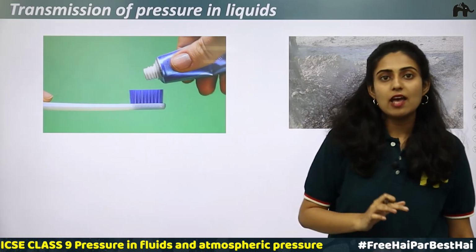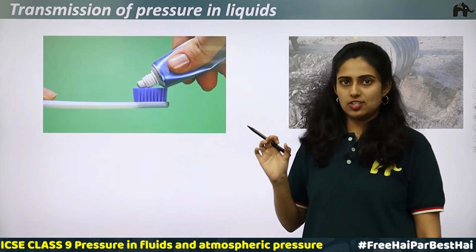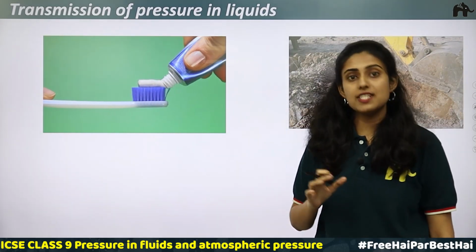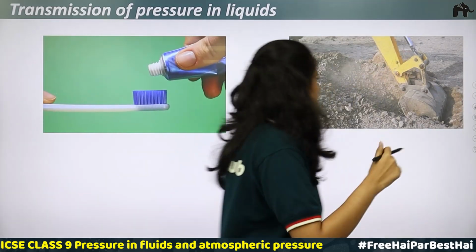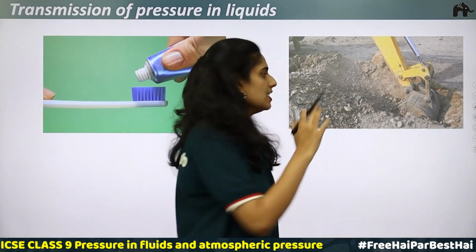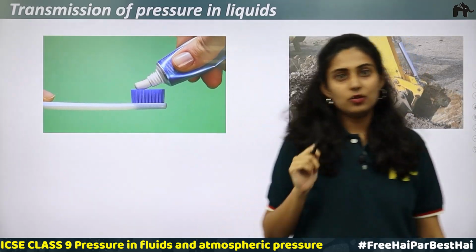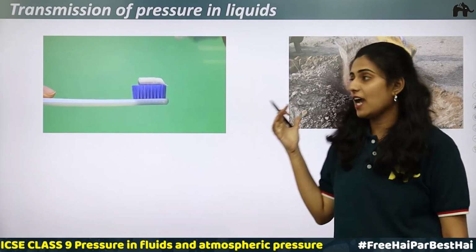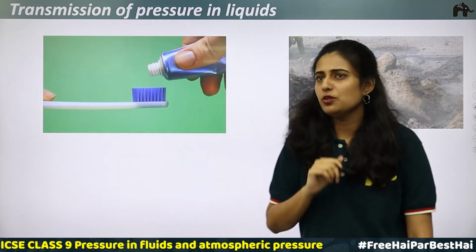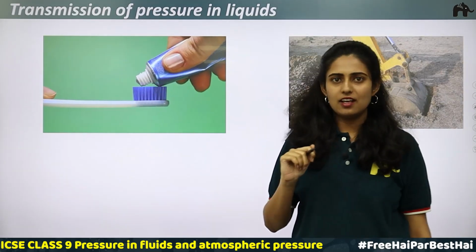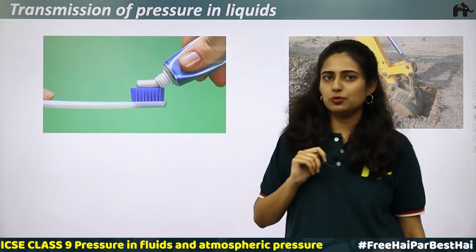So, we have studied what thrust is and what pressure is. We have also discussed fluids and the pressure in fluids. So, here you can see a JCB. How does the JCB work? You need to understand the physics behind the working of a JCB. You can see a simple example. Daily you use toothpaste, right? How does paste come out of a toothpaste tube?